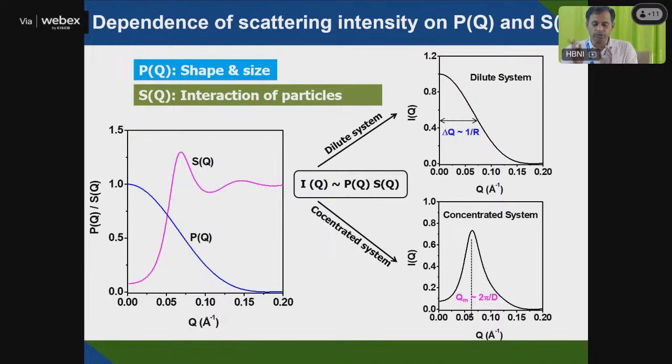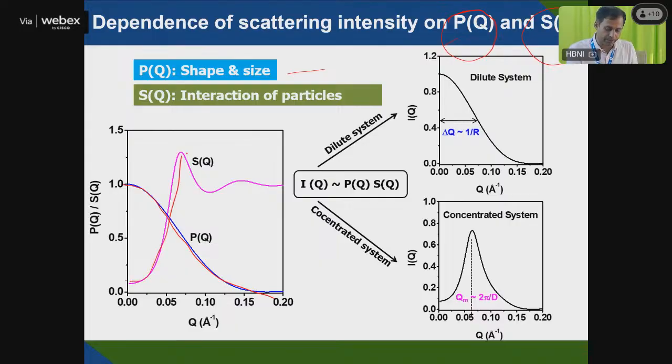So basically there are two things you are getting, one is your PQ, the other is your SQ. PQ is your intraparticle interaction, and SQ is your interparticle interaction. As I told, PQ will give you shape and size, and SQ will give you the interaction of particles. If you plot intensity IQ versus Q and break it into PQ and SQ, the PQ, that shape and size, will decrease symmetrically like this type of curve, and in case of SQ, you will get an exponential decay type curve.